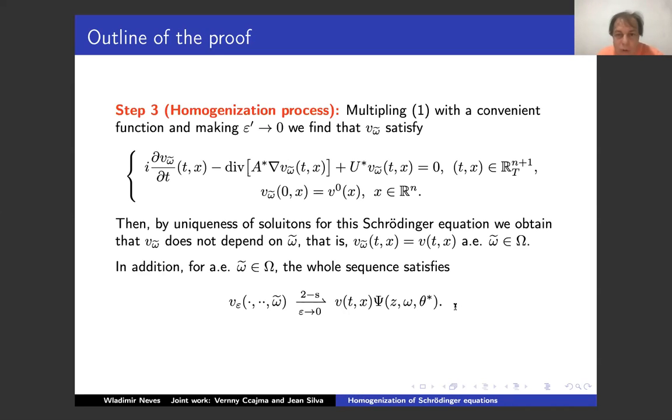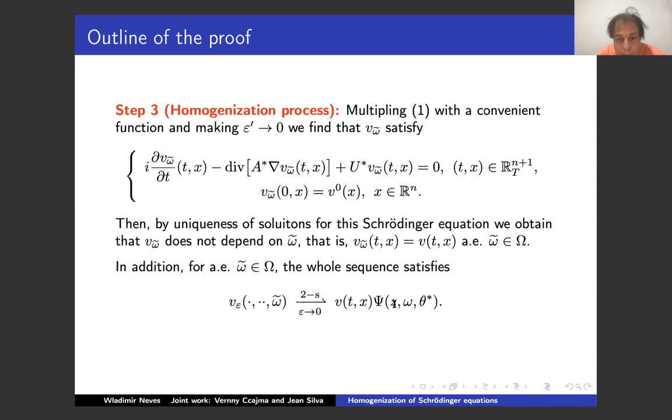I will do that as usual in the paper, well, not usual, but it comes from the paper of Allaire. You multiply your equation, the stochastic Schrödinger equation, by a convenient test function, and you pass to the limit, and we are able to arrive at this equation for your V. And since these coefficients do not depend on omega, by the uniqueness of the solution of the Schrödinger equation, you obtain that your V does not depend on omega anymore, at least for almost all omega tilde in capital omega. And it means that your V epsilon tilde converges to your function V times your eigenfunction.